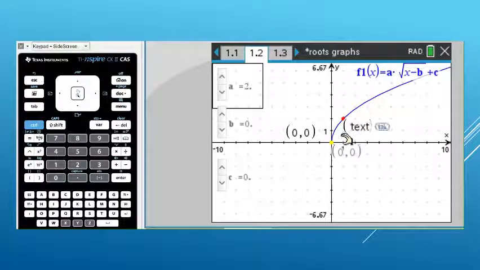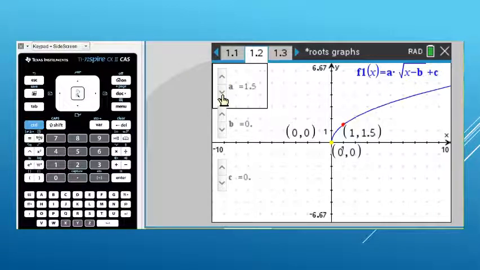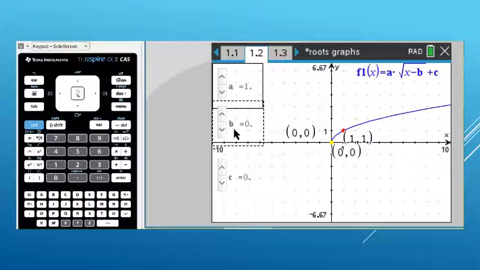Here the original y value was 1. The point becomes (1, 2). The point that was (4, 2) now becomes (4, 4). It's twice as high. And the point (9, 3) now becomes the point (9, 6). And we'll put A back to 1. Let's have a quick look at what B and C do.